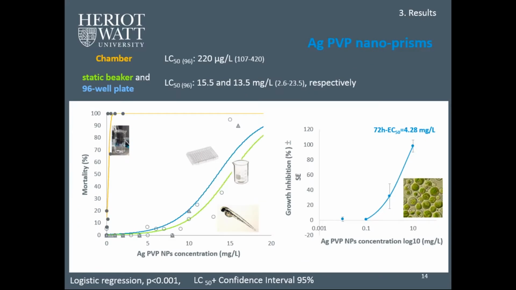So now it's silver nanoparticles, and we see that the toxicity inside the chamber was found very high, with an LC50 of 220 micrograms per liter, where in contrast the static exposures, both static beaker and 96 well plate, were significantly lower, with an LC50 of 15.5 and 13.5 milligrams per liter, respectively. So at the right, you can see the growth inhibition of Chlorella vulgaris with the concentration of silver nanoparticles.